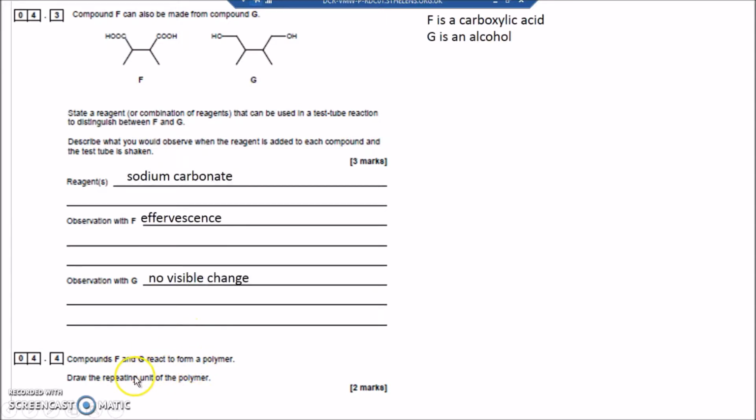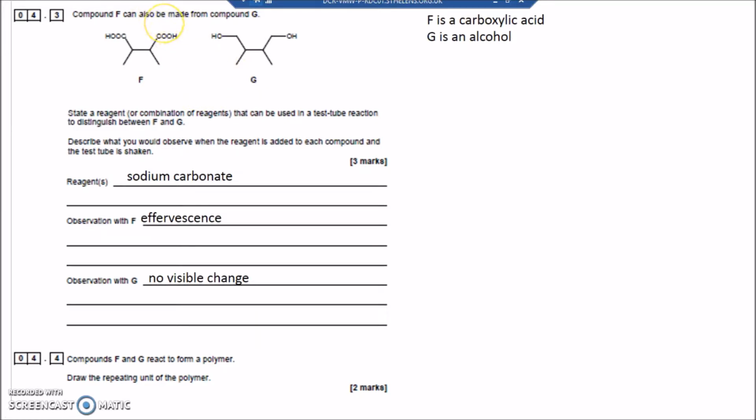F and G react to form a polymer; draw the repeating unit of the polymer. Well, what actually happens is the OH on the COOH and the H of the OH there react to form water. So that'll form water and it'll form a COO, an ester bond. So you're going to end up with a polyester between those two as it releases water in a reaction called a condensation reaction.